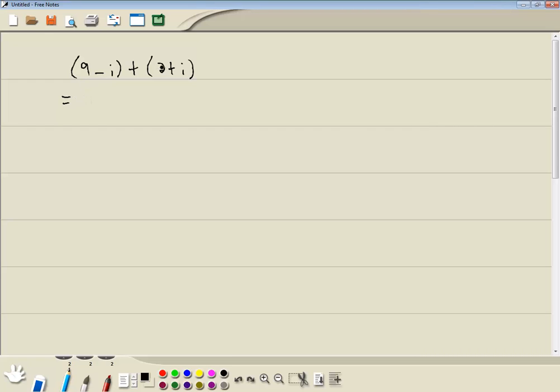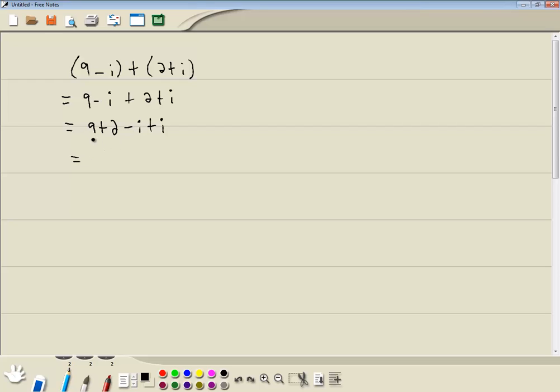First off, I notice that neither one of these parentheses do anything, so we can just drop them. So I got 9 minus i plus 2 plus i. If I need to rearrange them so the real parts are together, then I can. So 9 plus 2. And then I'll put the imaginary parts together. So negative i plus i. You just have to make sure when you rearrange items that any sign that's in front of it stays in front of it. Like this minus here has to stay in front of the i.